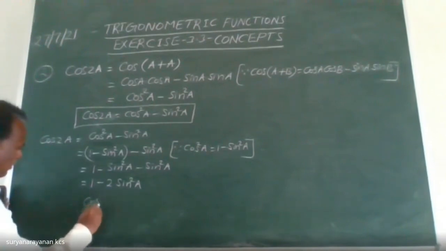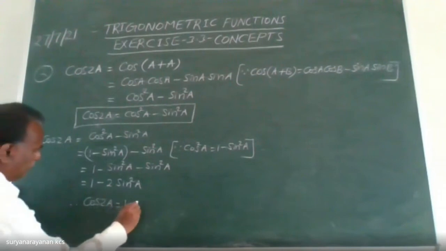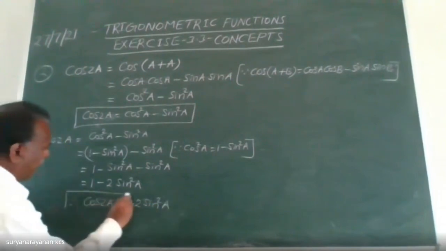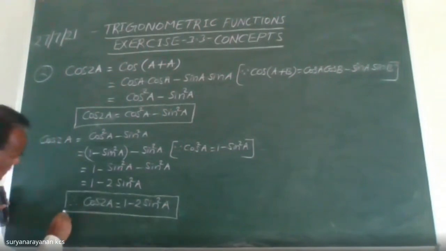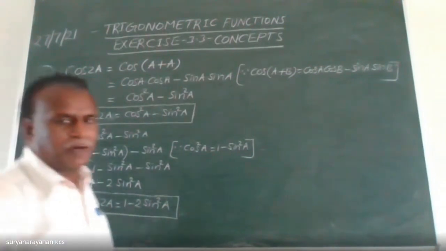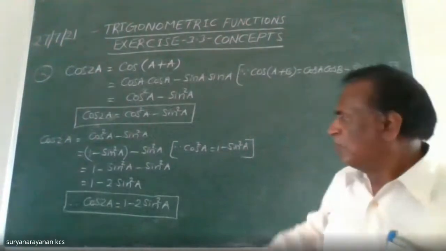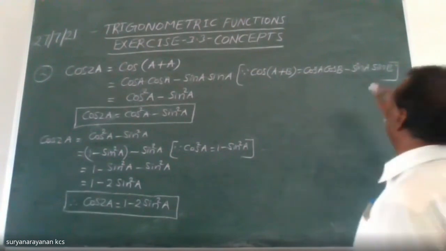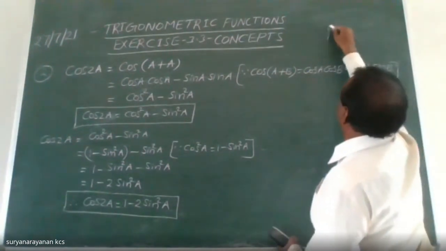Therefore, cos 2A is equal to 1 minus 2 sin square A. This is another formula for cos 2A. We derived another formula here. Cos 2A is equal to 1 minus 2 sin square A. Okay, my children. So I will write here.